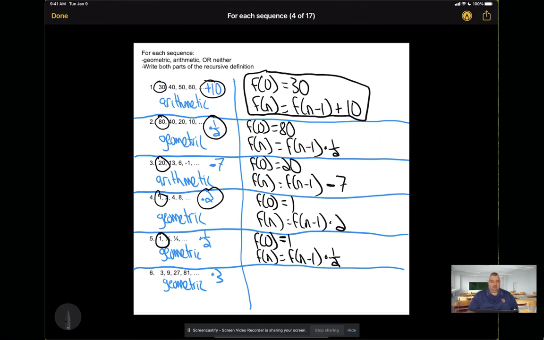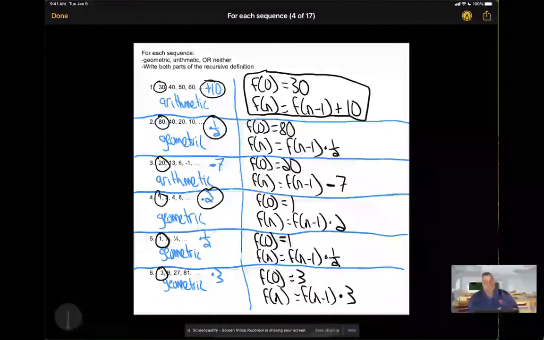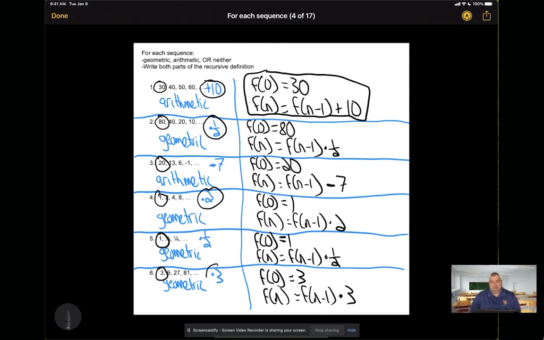All right, and lastly, number 6, our starting term is 3. So f of 0 equals 3. And then f of n is going to be equal to f of n minus 1 times 3. Why times 3? Because our pattern was to triple or multiply by 3 each time. So you can see once you get the hang of it, it's not too bad. But again, the really important part is that you write both parts.